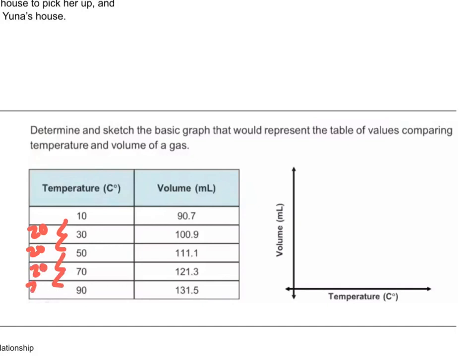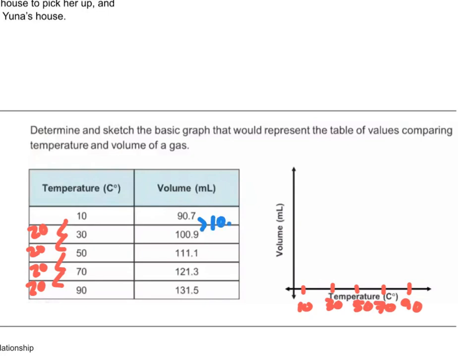So what we're going to do is come in here and actually put those values in. I'm going to put 10 here. I'm going to put 30. I'm going to put 50. I'm going to put 70. And I'm going to put 90. And then we have these graphs. So we go from 90.7, 100.9, 111.1, 121.3, and then 131.5. Does anybody notice what these go up by?